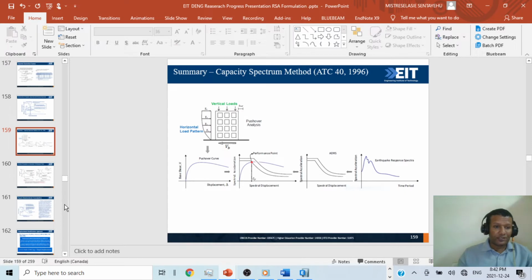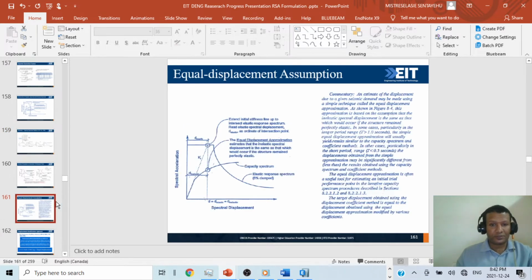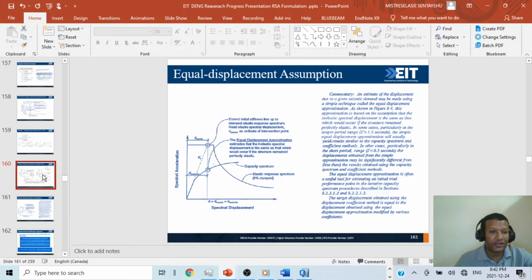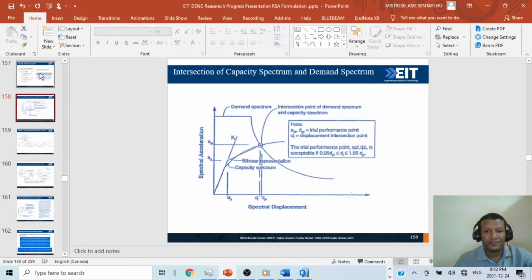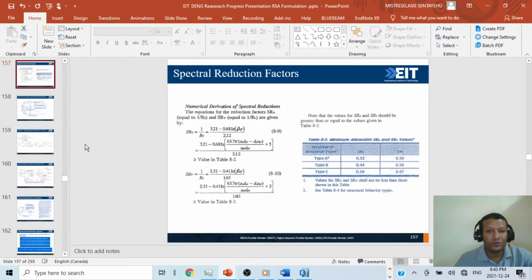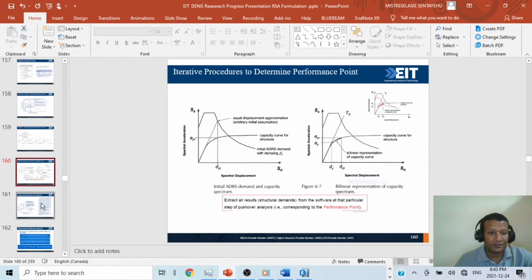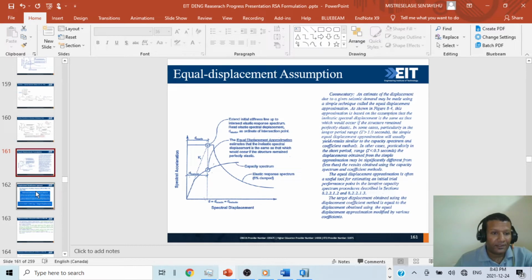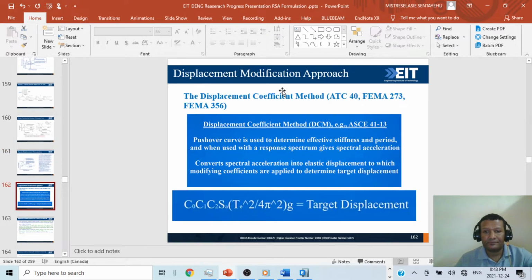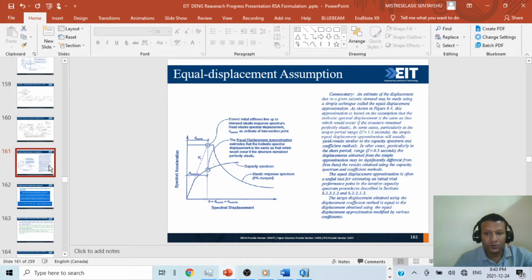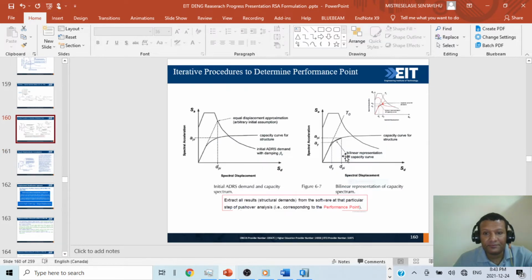But a very important point I want to show: we have seen how to reduce, how to find SA, SV, how to find B effective and everything. Just quickly I try to show you. These are the formulas. So by doing so, this is the procedure. So that is the end of it.